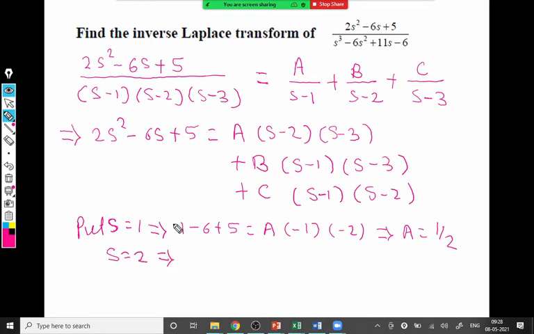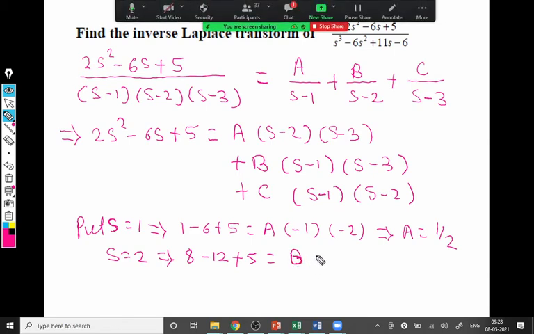Put s equal to 2. So 2 square is 4, 4 into 2 is 8. 8 minus 12 plus 5 is equal to b into (2 minus 1)(2 minus 3), actually 2 minus 1 is 1, and 2 minus 3 is minus 1.